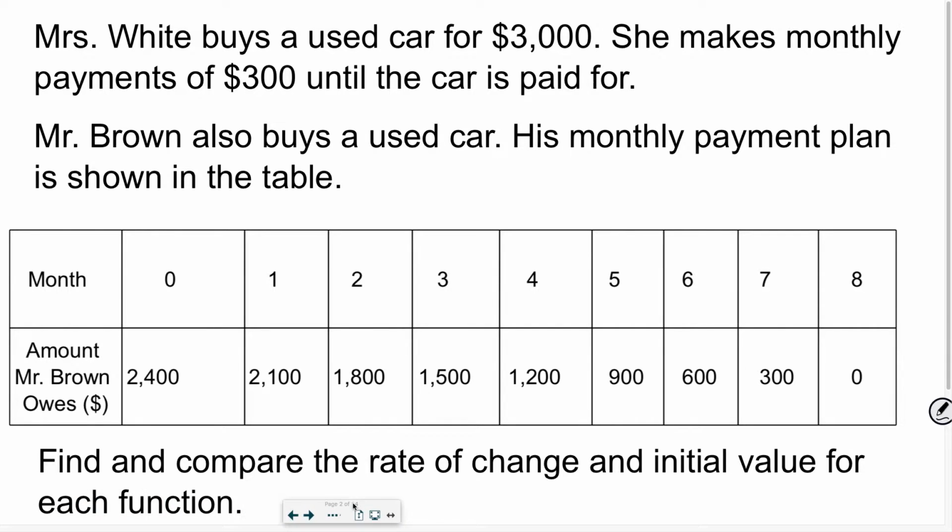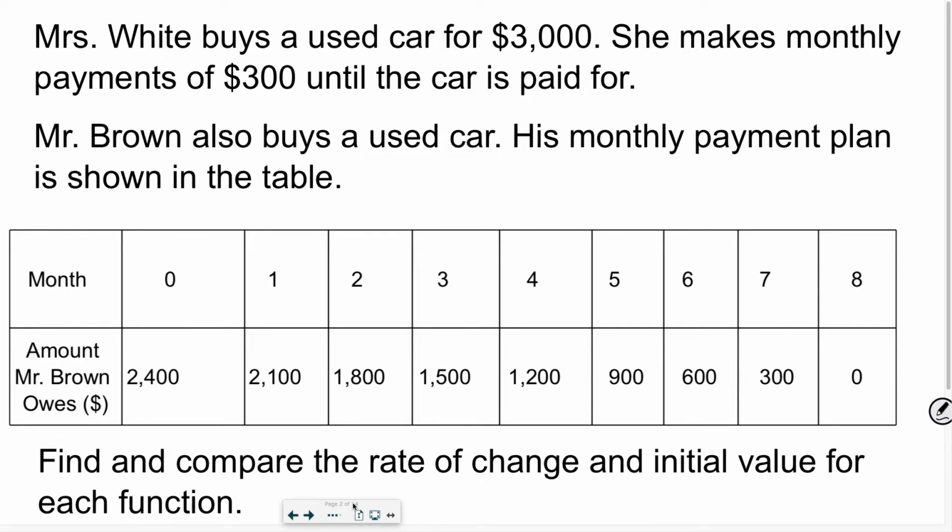We have a scenario here. We have Mrs. White and Mr. Brown, still comparing functions. Mrs. White buys a used car for $3,000. She makes monthly payments of $300 until the car is paid for. Mr. Brown also buys a used car. His monthly payment plan is shown in this table.